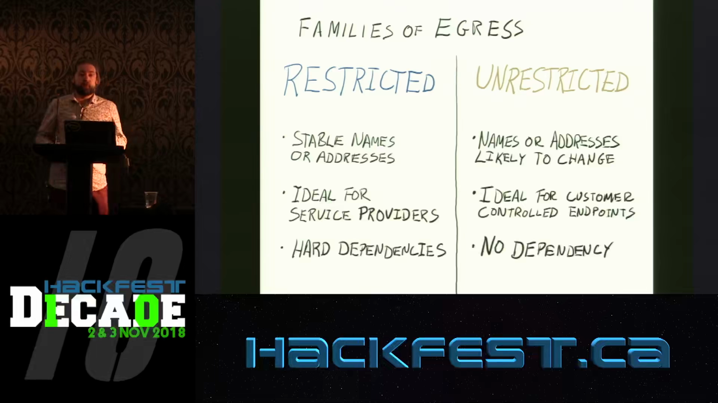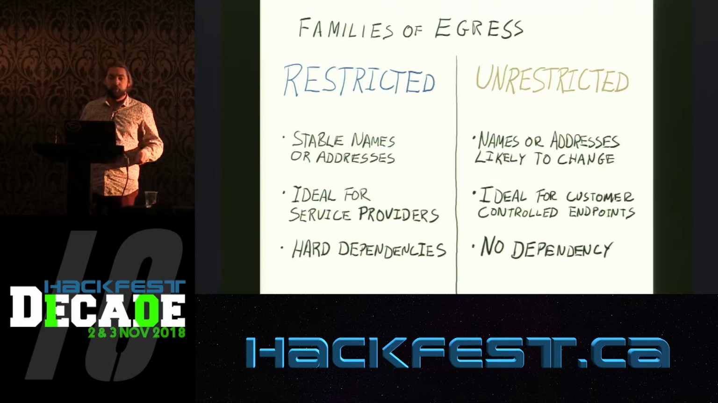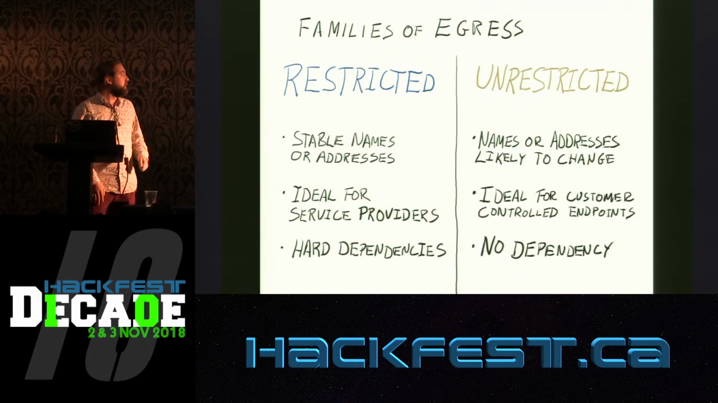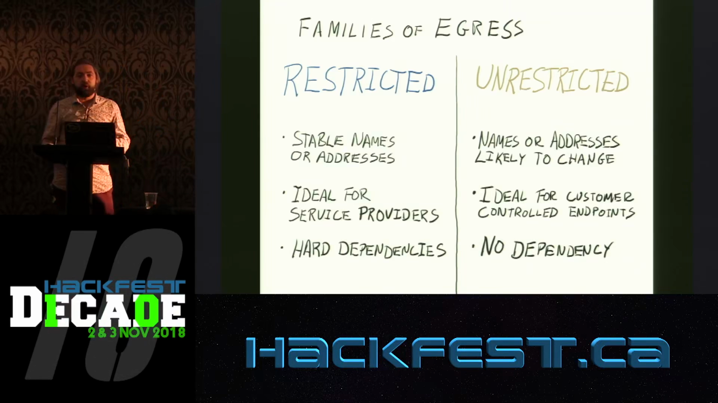The unrestricted case is ideal for things like webhooks, when it's your customer that's going to provide you with a URL to go and reach out for. This is for use cases where an address or a name can change. For example, I can just go on my dashboard, change a webhook destination, and it's all going to be fine. Usually your service doesn't have any dependency on those. If those resources are not available, your service is not going to be degraded.